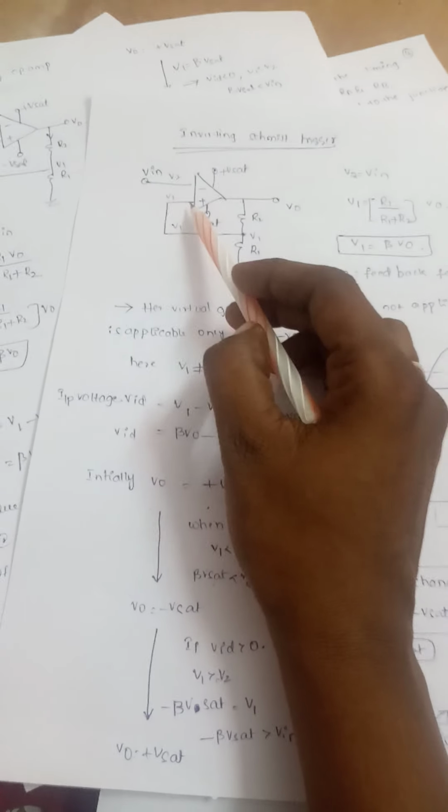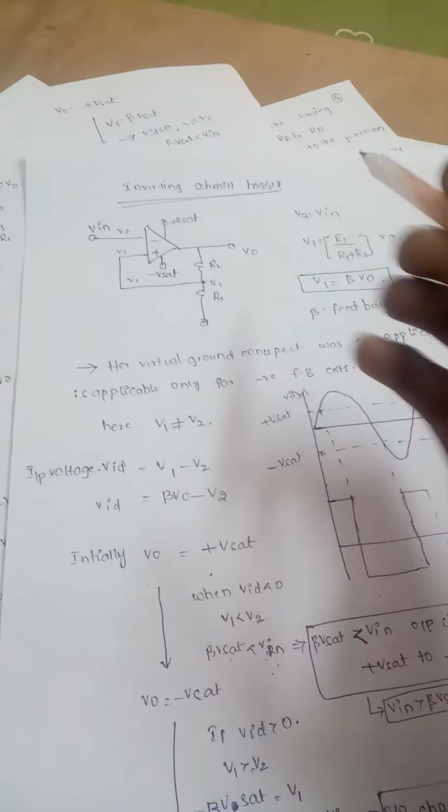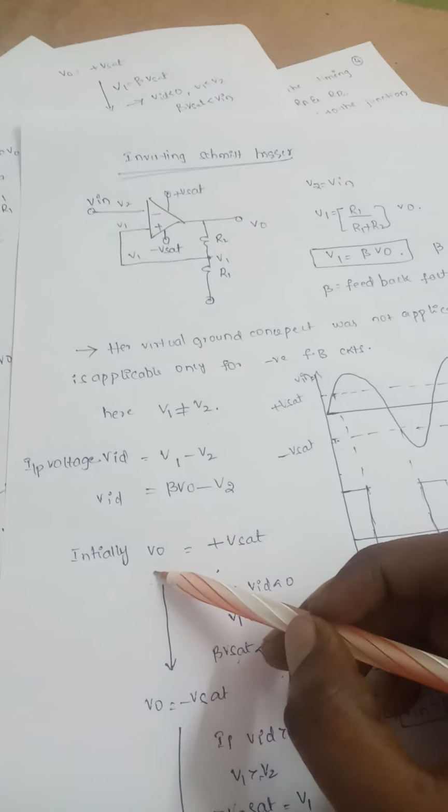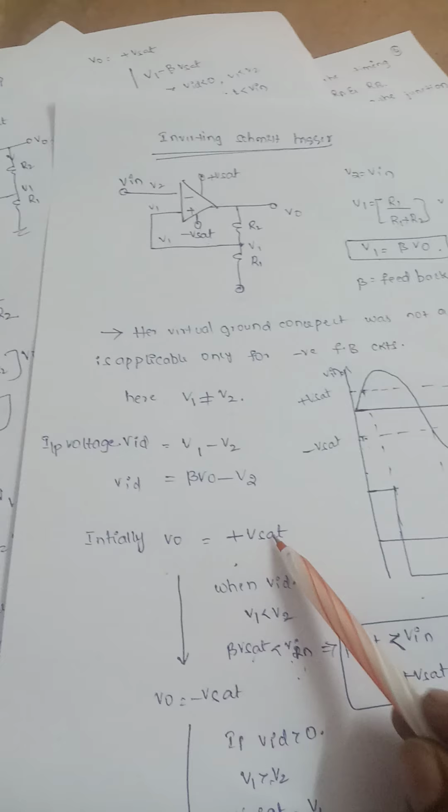Here if we are giving V1 is more, at that case output is plus Vsat. If we are giving V2 is more, at that case the output will be minus Vsat. So initially I can consider V1 is more than V2. At that case output is plus Vsat.